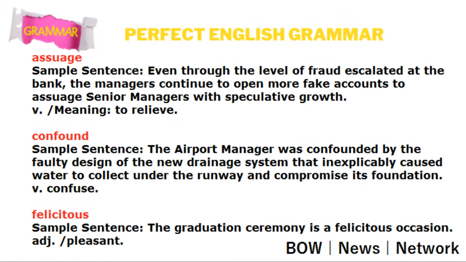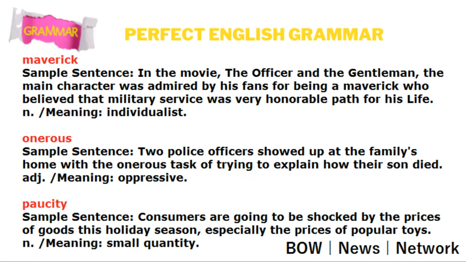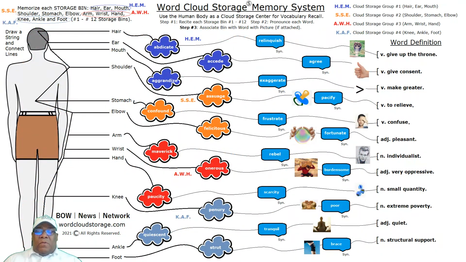Sample sentence: in the movie The Officer and the Gentleman, the main character was admired by his fans for being a maverick who believed that military service was a very honorable path for his life. Noun meaning individualist. So there's a usage of the word maverick, or rebel. And if you recall from movies such as Top Gun, Maverick was a key character in the movie. Of course, its synonym is rebel, individualist, someone who basically stands out.